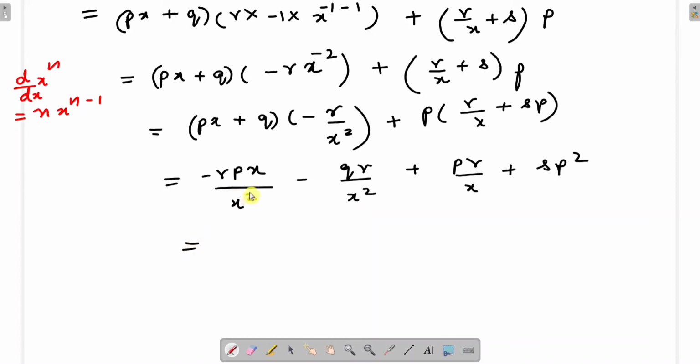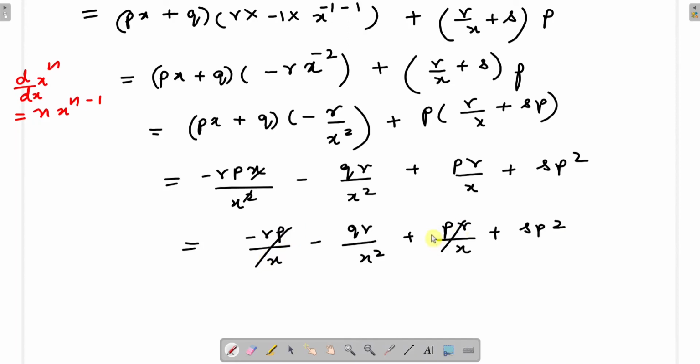Here what happens is 1x gets cancelled, so you will get minus rp divided by x, then minus qr divided by x square plus pr divided by x plus sp square. Okay, so you can see that minus rp divided by x and pr divided by x get cancelled, so what you will get is sp square minus qr x square divided by x square. Okay, this is the derivative. Now let us go to the next one.